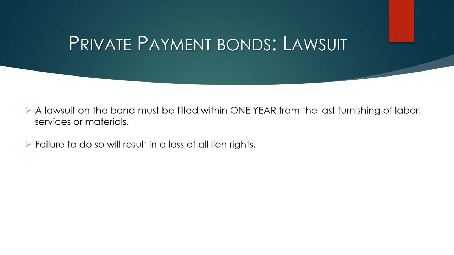A lawsuit on the bond has to be filed within 1 year of last furnishing. And like with an untimely lien foreclosure lawsuit, you'll lose your bond rights if you don't bring your lawsuit timely.